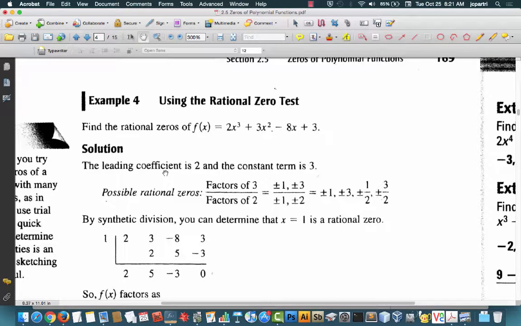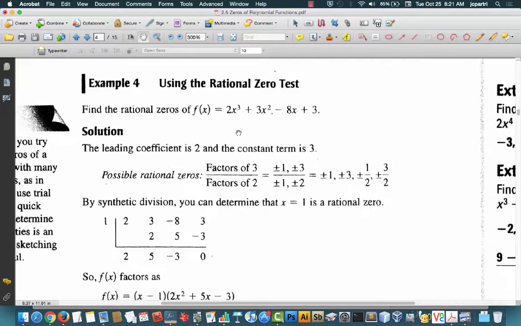Alright, life's been pretty nice up to this point because the leading coefficient has always been 1. What happens if the leading coefficient is not 1, as in this example, 2 and 3? Well, then what I have to do is find all of the integer divisors of 3 and all of the integer divisors of 2. So what are the integer divisors of 3? Plus and minus 1, plus and minus 3. And so that's what they mean when they say factors of 3 right here. What are all the integer divisors of 2? Plus and minus 1, plus and minus 2. And so that's what they mean when they say factors of 2 right here.